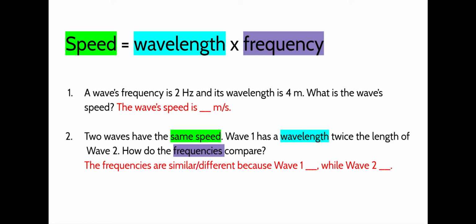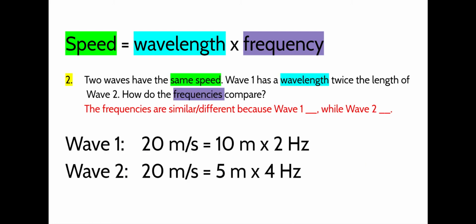Okay, so I've highlighted the different parts of the formula that we need to use. What I've done here is I've made sense of the language in the question, and I've plugged in numerical values to match what the statement says. So as I read, follow along and look at wave 1 and 2 with numbers plugged in. So two waves have the same speed. That's 20 meters per second in our example.